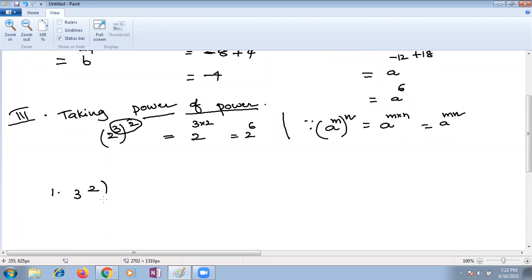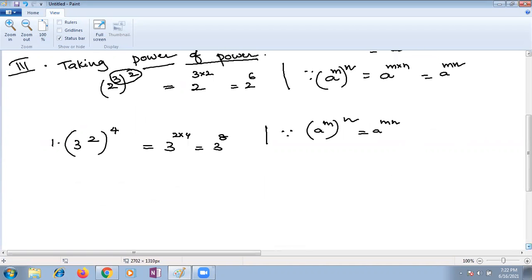3 square whole to the power 4. Ma'am, we should multiply 2 and 4. What should you multiply? The powers, ma'am. What are the powers here? 2 and 4. Very good, and the base is 3. It's nothing but 3 raised to the power of 8. Since from the same law of exponent, a power m raised n is equal to a power mn. You should always use that law of exponents beside your sums, so that your teacher will understand you are perfectly using the laws of exponent. He will give full marks.